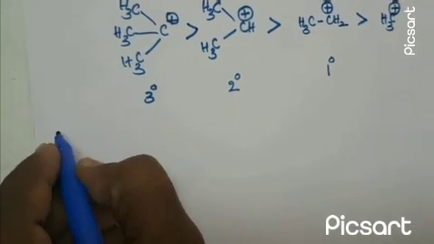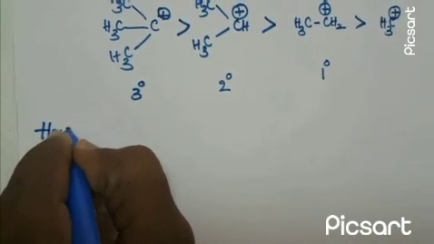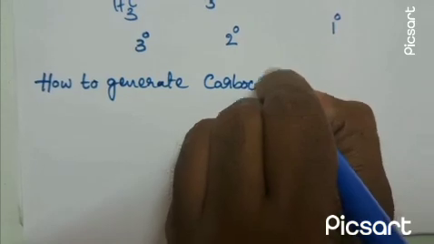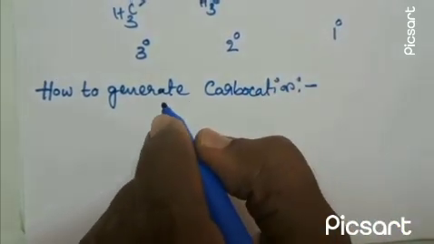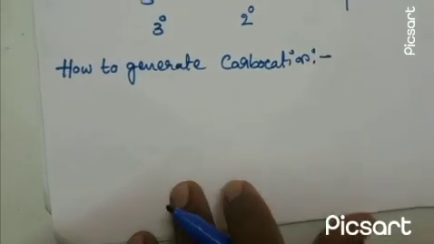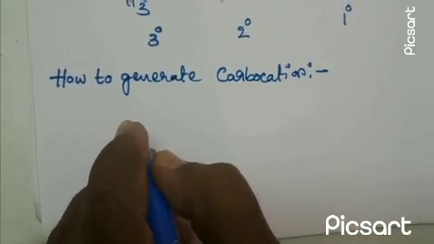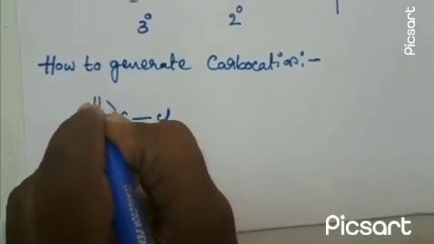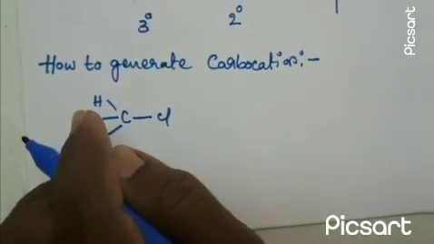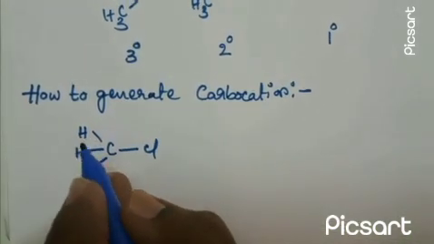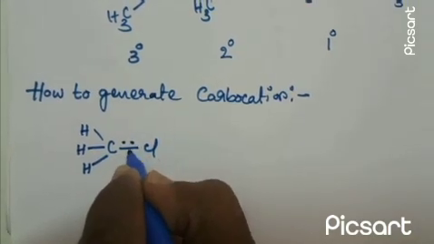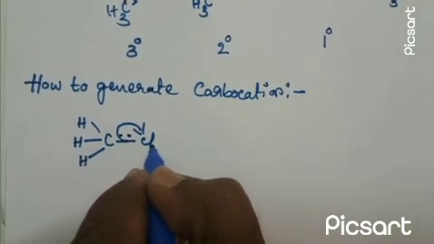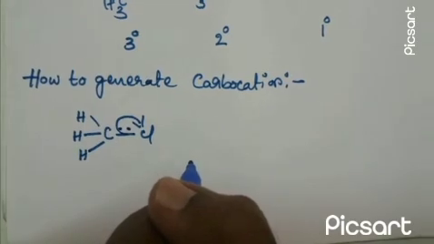Now, how to generate the carbocation? A carbocation can be generated through heterolytic cleavage if different electronegative atoms are attached to the carbon. For example, a carbon attached to chlorine: we know that chlorine is more electronegative than carbon. The two electrons in the covalent bond can shift to the chlorine as it has more electronegativity than the carbon.